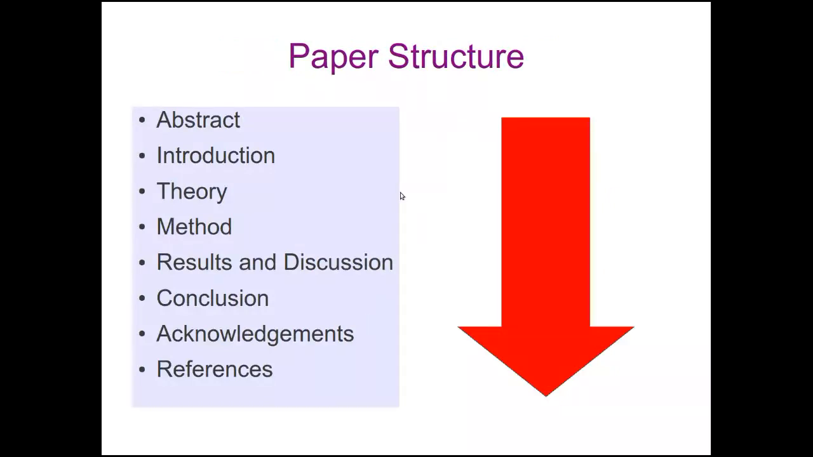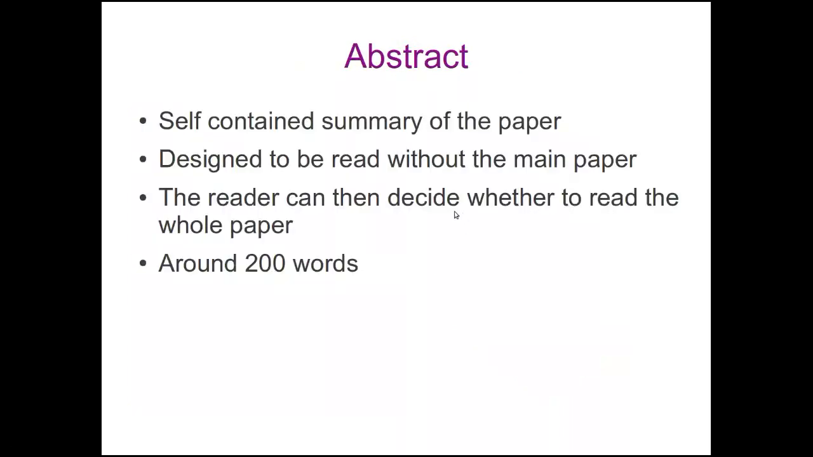Now the actual structure is outlined here, and we're basically going to go through it from beginning to end. We start off with the abstract, and the abstract is meant to be a self-contained summary of the paper. That's one of the reasons they call it an abstract, because you can take it away from the rest of the paper and read it on your own, and then decide whether or not to read the whole paper. Quite often you'll find there are abstracting services that take abstracts out of papers, and these are circulated independently of the paper, so you can sometimes get the abstract without the paper.